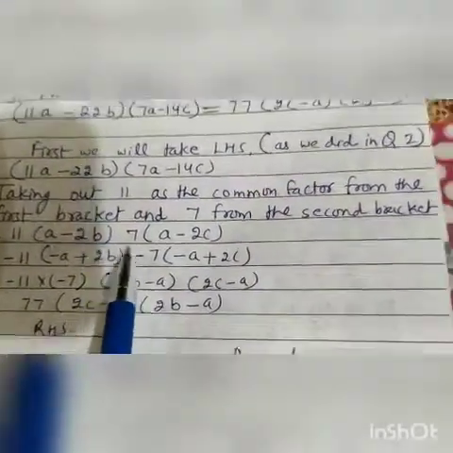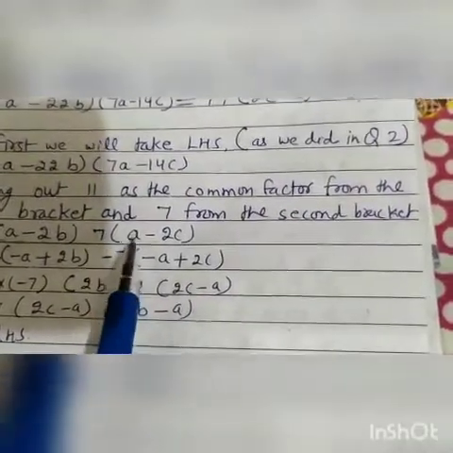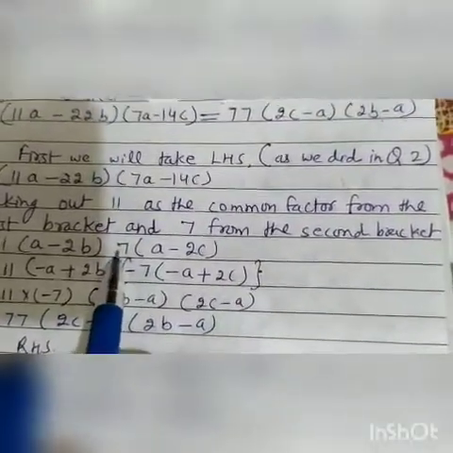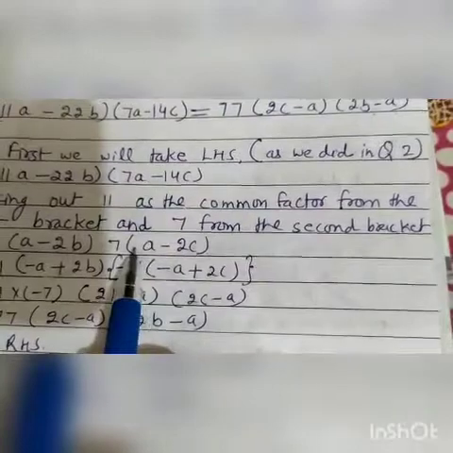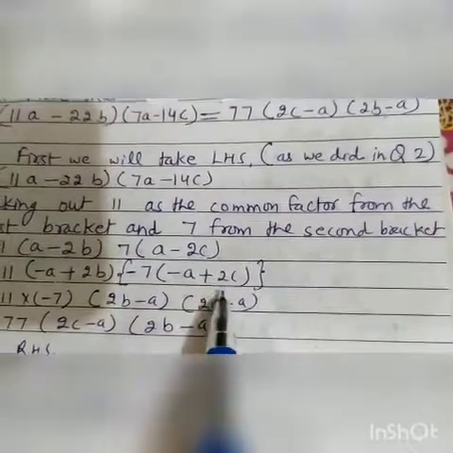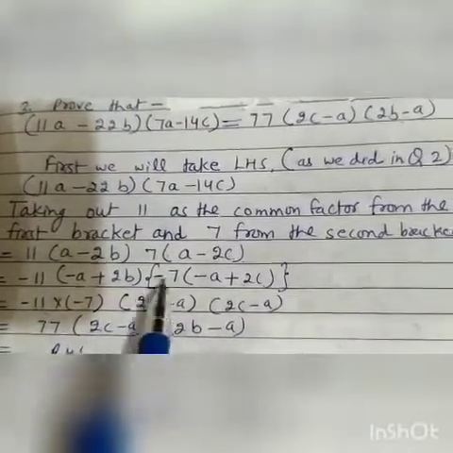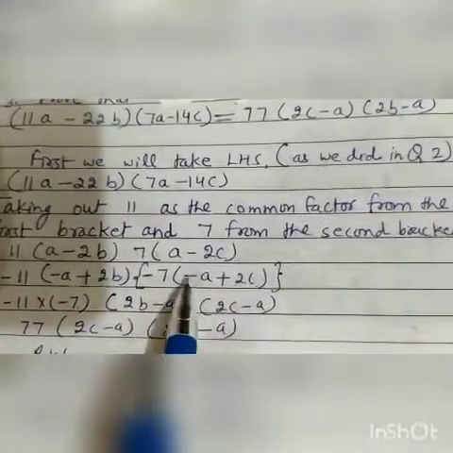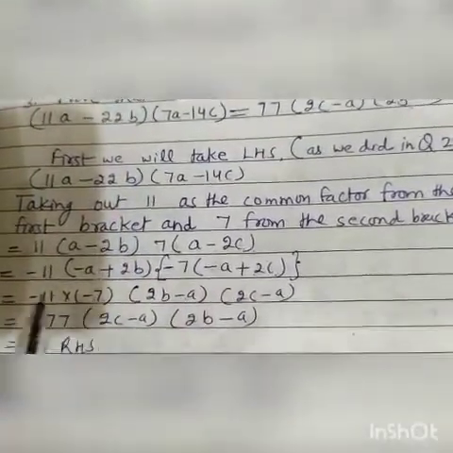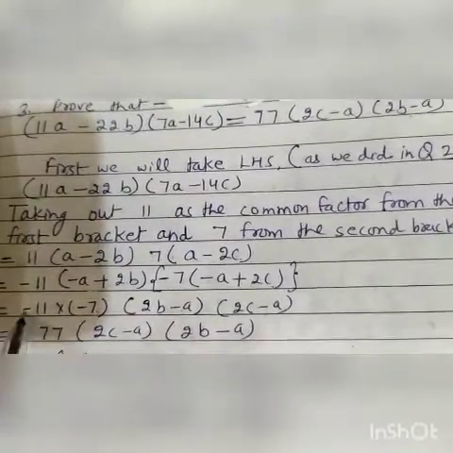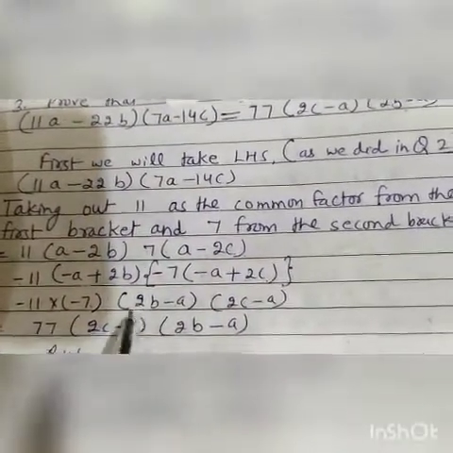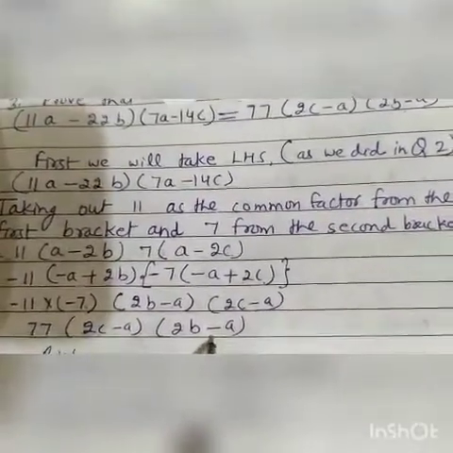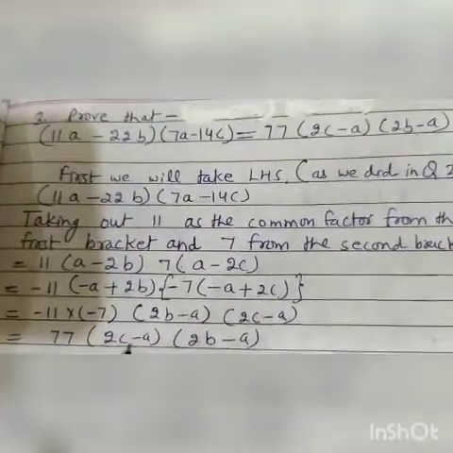Again here same, we will change this plus 7 to minus 7. Then this a will become minus a, this minus 2c will become plus 2c. Now this minus 11 multiplied by this minus 7, then first bracket will become 2b − a, second bracket will become 2c − a. Minus 11 times minus 7, when we multiply 11 sevens are 77, it will become positive. So 77, then this 2c − a. We have written second bracket first and first bracket at second place. So (2c − a)(2b − a).